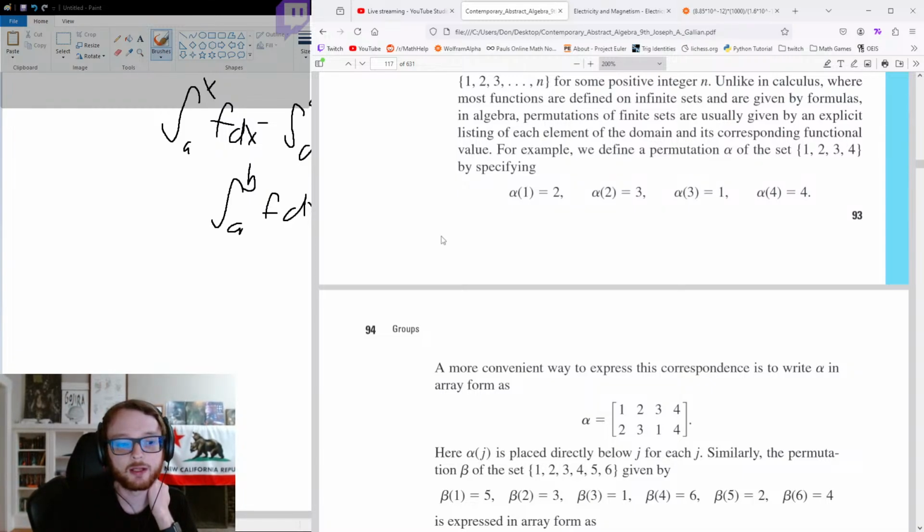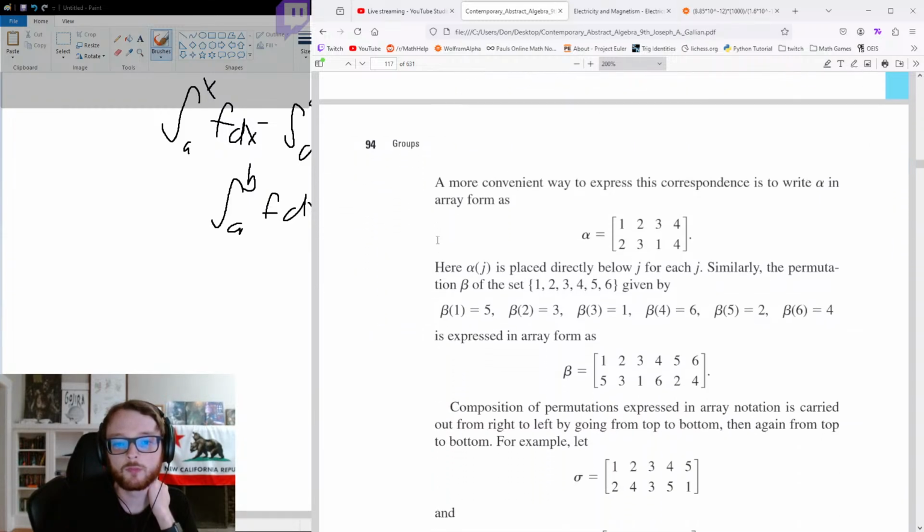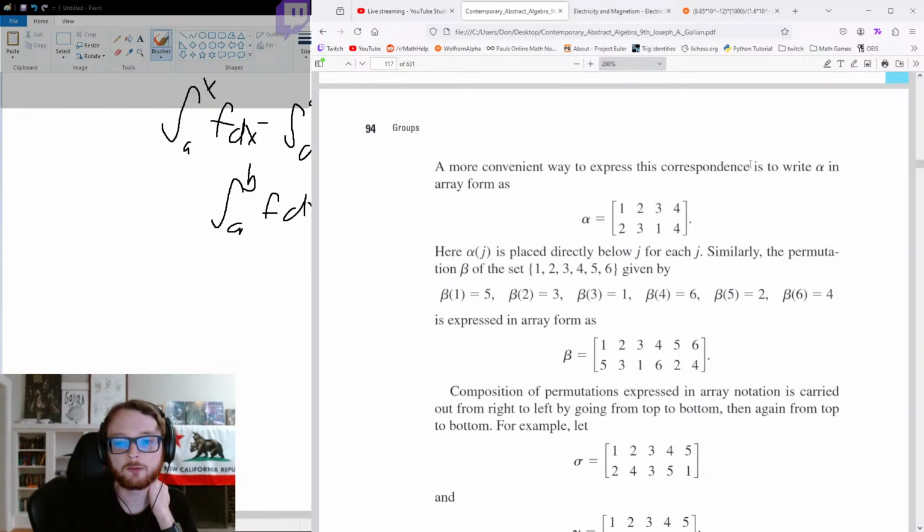All right. Back to permutation groups. We're continuing to express the correspondences to array alpha in array form, with input in the first row and output in the second row. I have a bad feeling that linear algebra is going to be involved here.